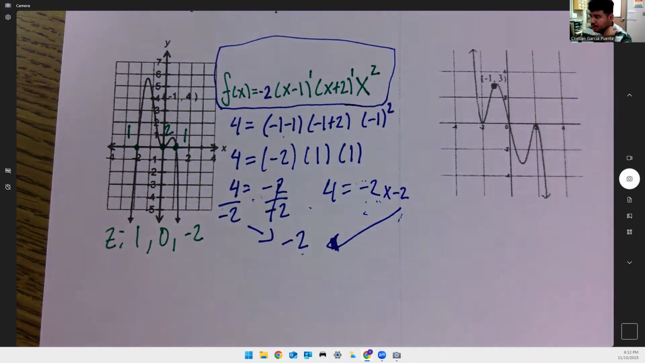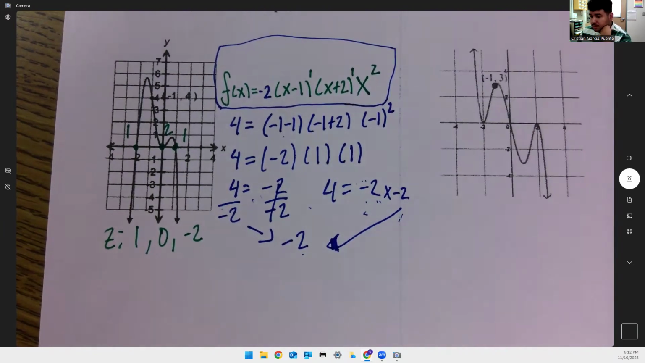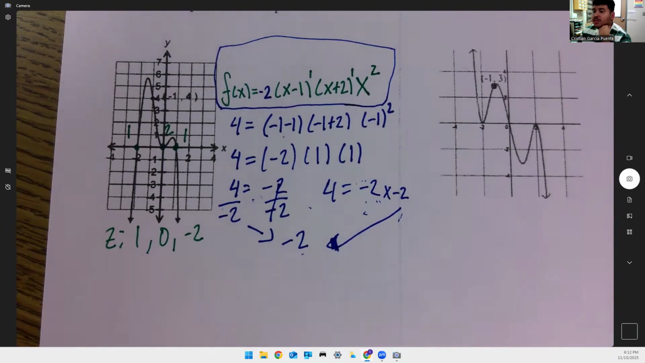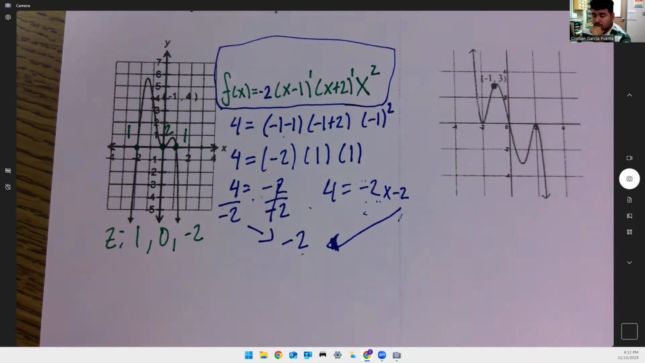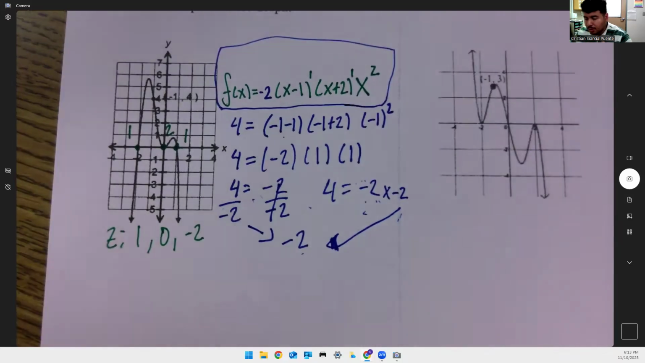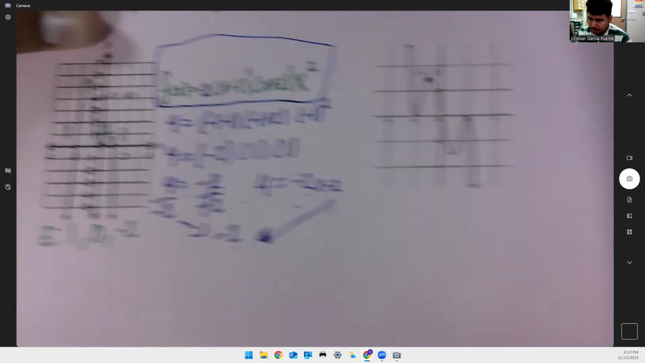So I'll be writing this down. And then once you're done writing this down, we're going to move on to the second example. All right, I'm going to give you guys a couple more seconds, and then we'll move on to the second example. All right. Okay, we're going to move on to the second example now.